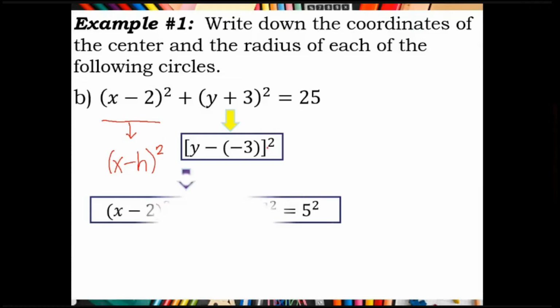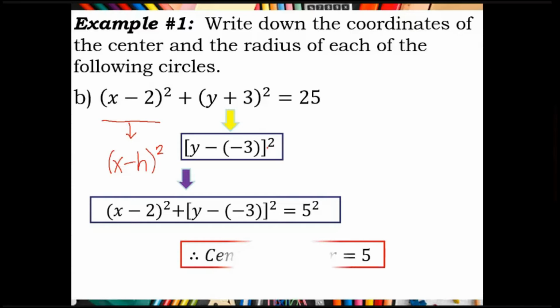Hence, the standard form of this given is the square of x minus 2 and the square of y minus negative 3 equals 5 squared. And therefore, our center is 2, -3, and our radius is 5.